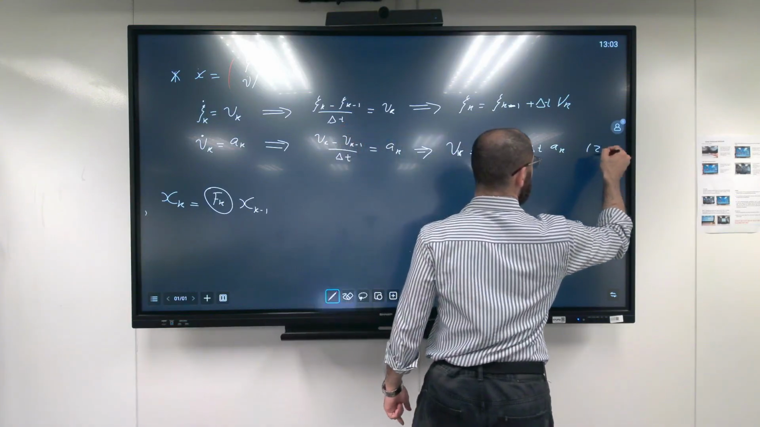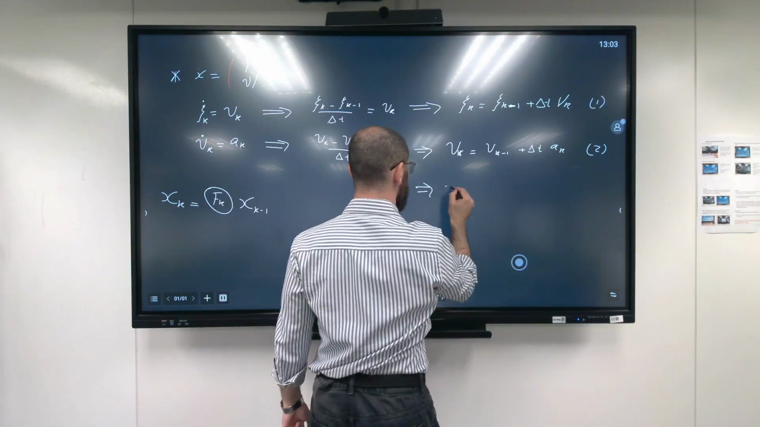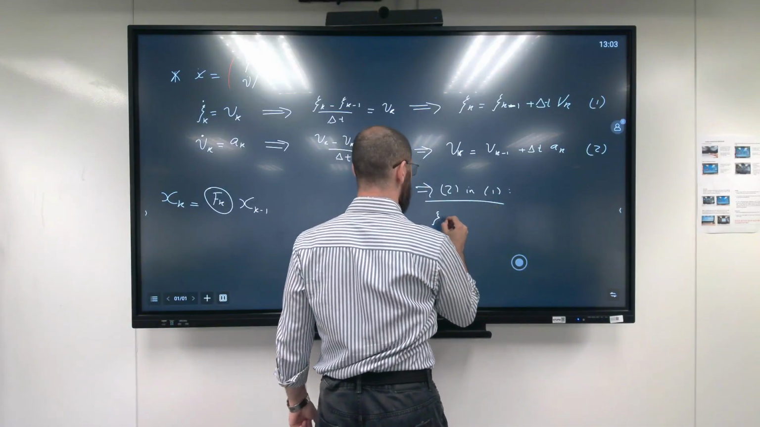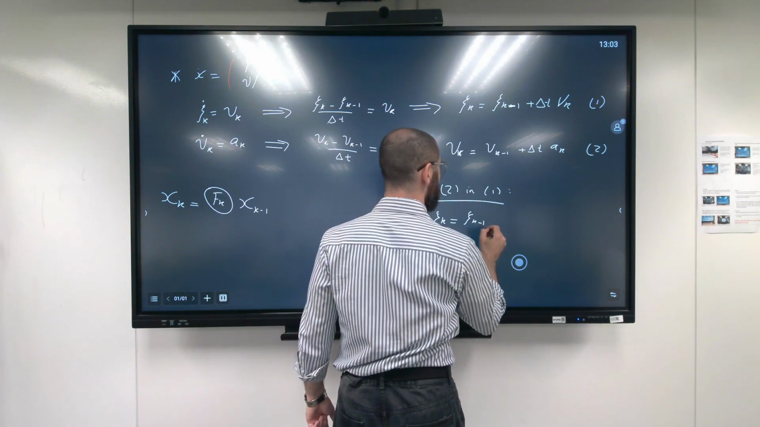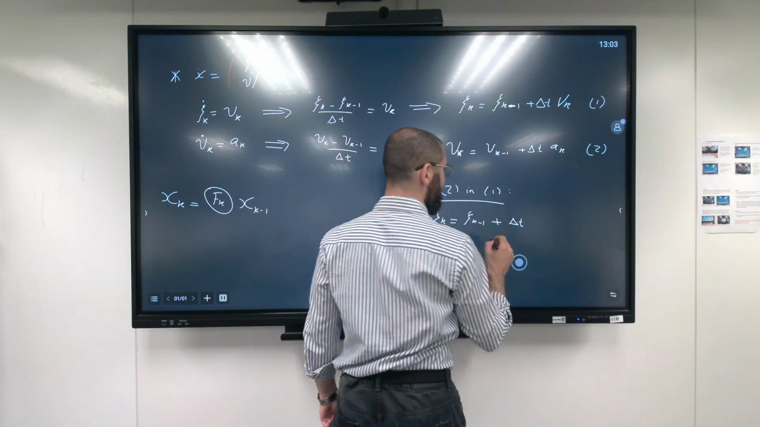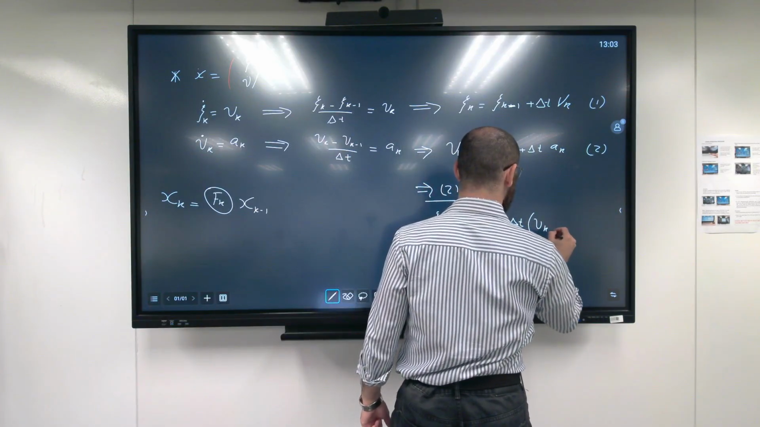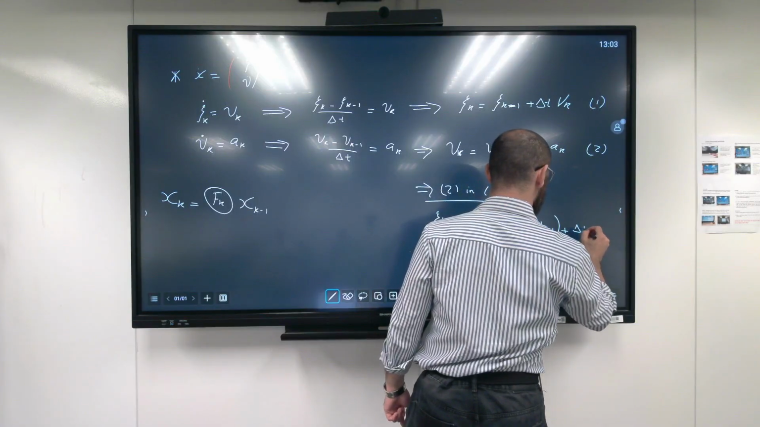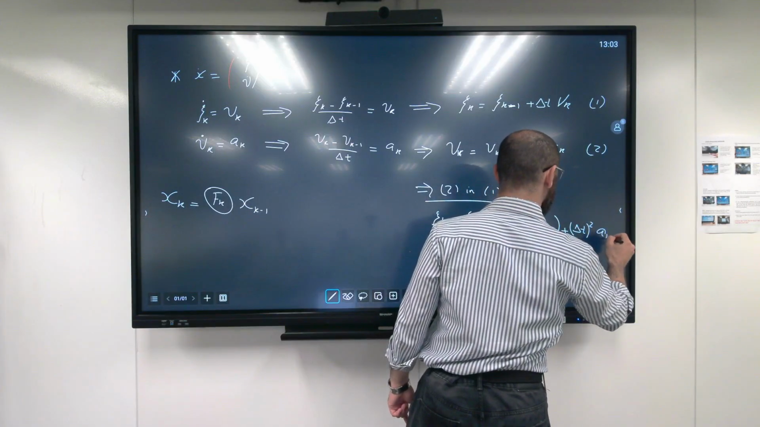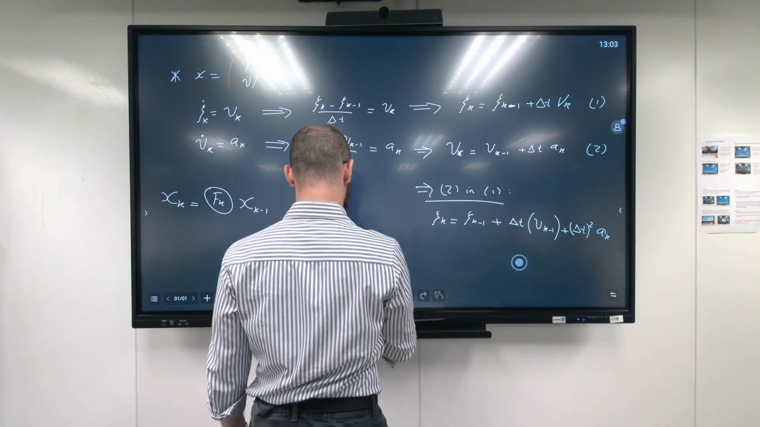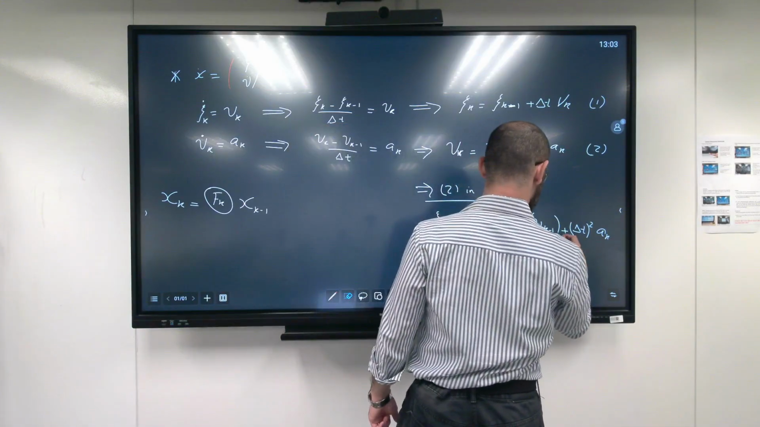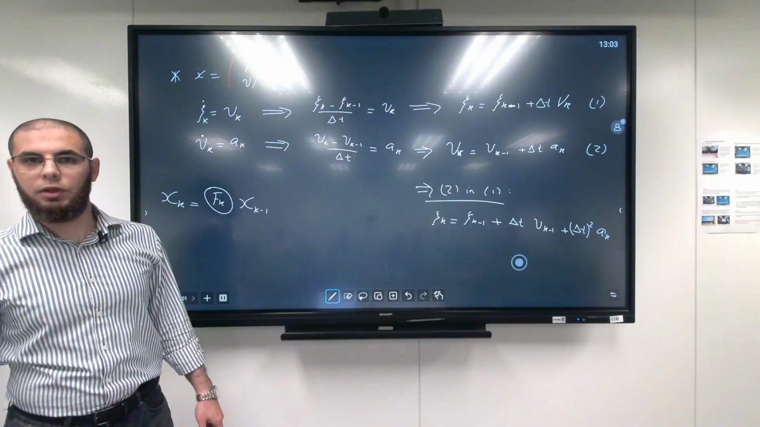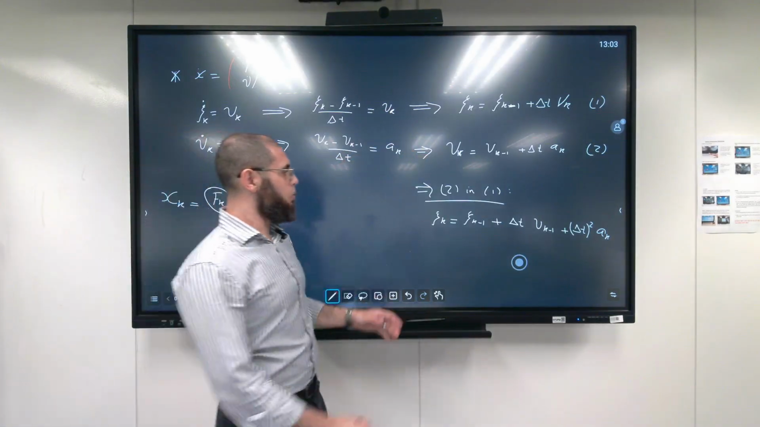Now if we plug 2 into 1, okay, so 2 in 1, what we get is that psi k is equal to psi k minus 1 plus delta t multiplied by vk minus 1, and then we're going to have delta t multiplied by ak, so we're going to have delta t squared multiplied by ak. Okay. Make sense? Okay.